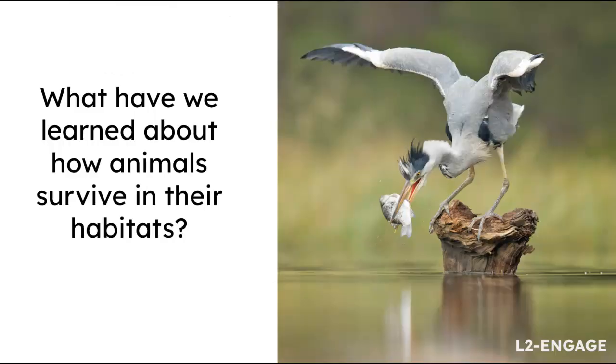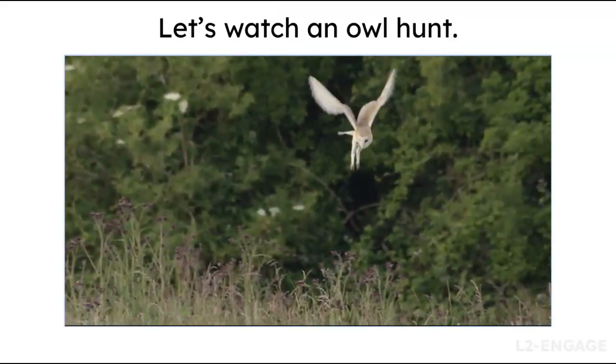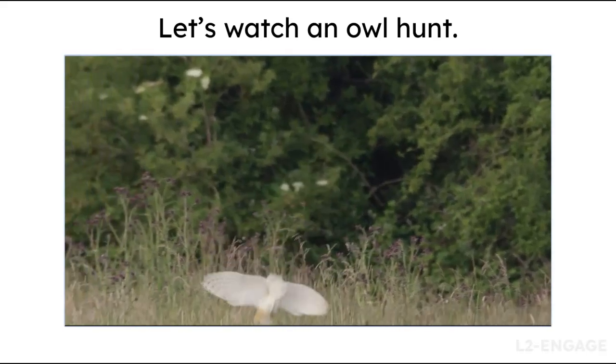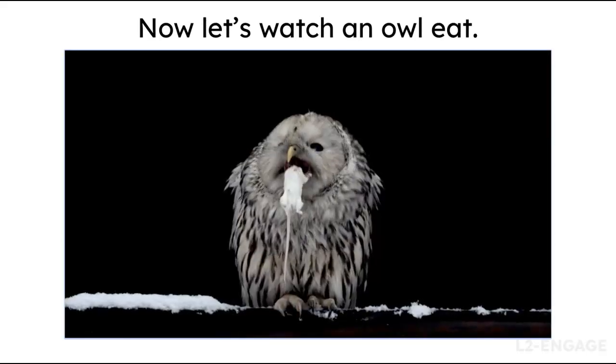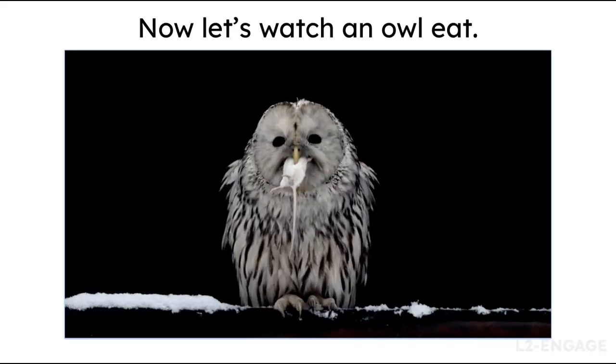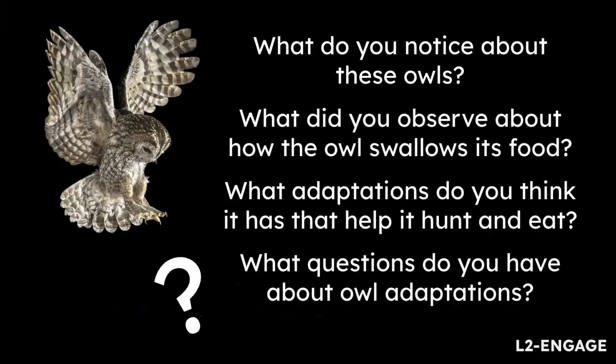To begin the engage portion, you'll ask students what they have learned about animals and how they survive in their habitats. You'll show students videos of an owl hunting and then eating. You'll ask students questions about owls and their adaptations. Then you'll revisit the driving question board. You'll add any new questions and highlight others connected to the learning goals of this lesson by calling attention to questions about how animals, like owls, get food.